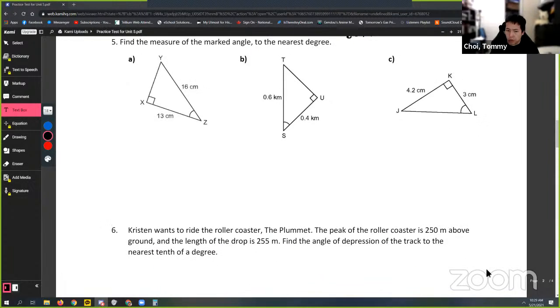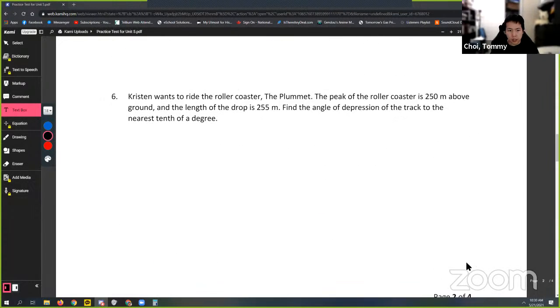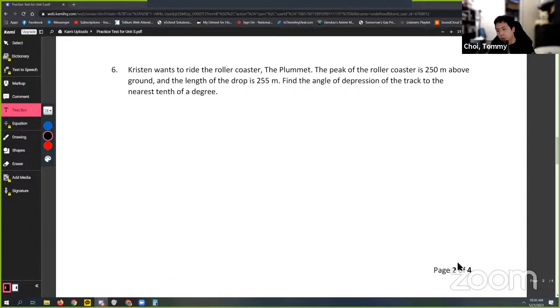And then I think the last one was question 6 someone asked me to take up. So question 6, word problem here. Krista wants to ride the roller coaster called the Plummet. The peak of the roller coaster is 250 meters above the ground, and the length of the drop is 255 meters. Find the angle of depression to the track to the nearest tenth of a degree.